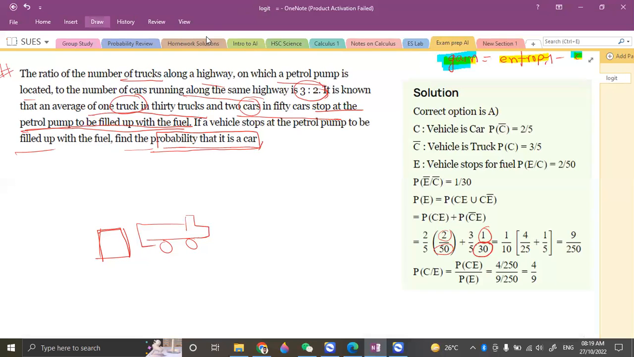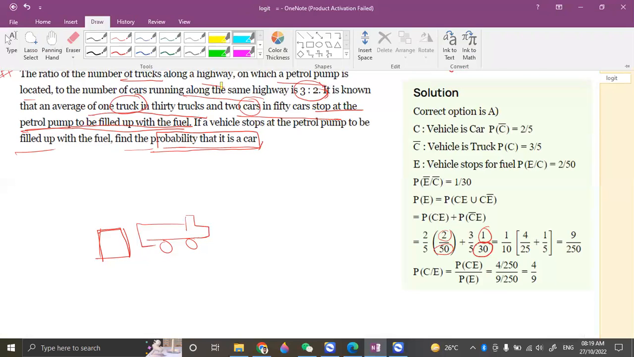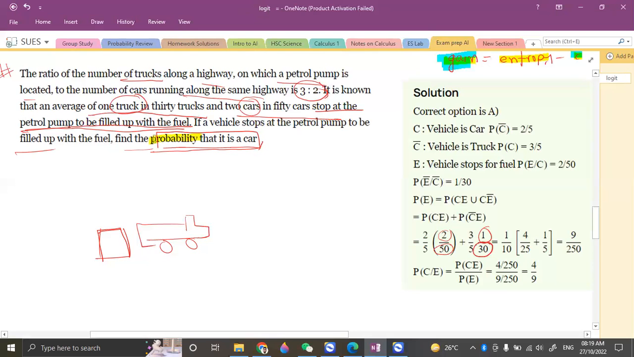So you have to split this whole question into two parts. The first one is the question part: find the probability that this is a car. And then another part is how many objects we have. We have cars and trucks, and then we have another piece of information: 1 truck in 30 trucks and 2 cars in 50 cars. Great. Now let's see how we can find the solution.